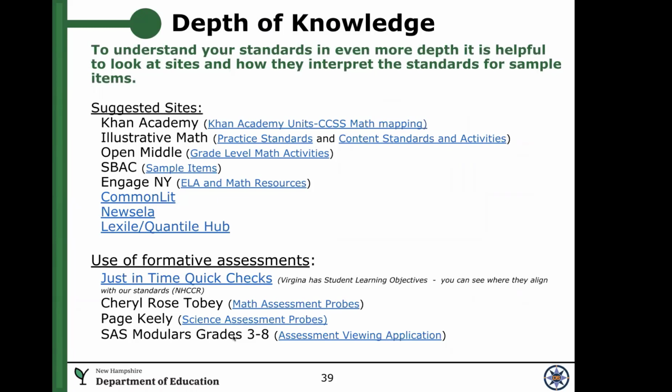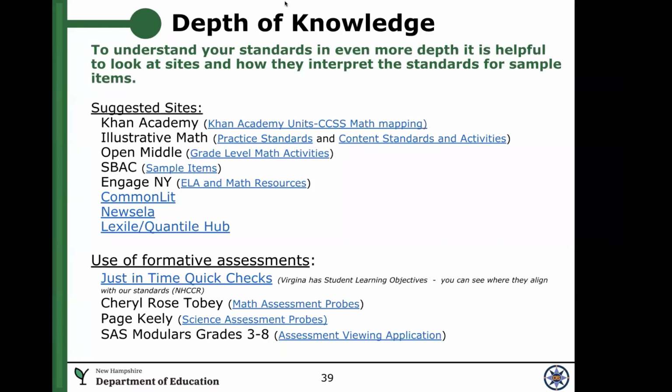the standards in more detail and to help us really understand what the standards are trying to have us teach, there are a lot of different sites that you can go to. We find that the easiest way to really dig into a standard and to understand a standard is to look at some sample items or some sample questions that have to do with that particular standard. All of these are suggested sites. There's so many out there.